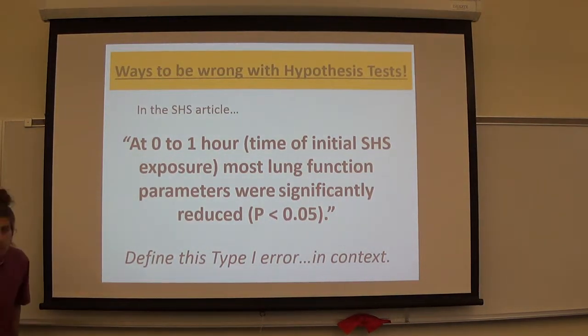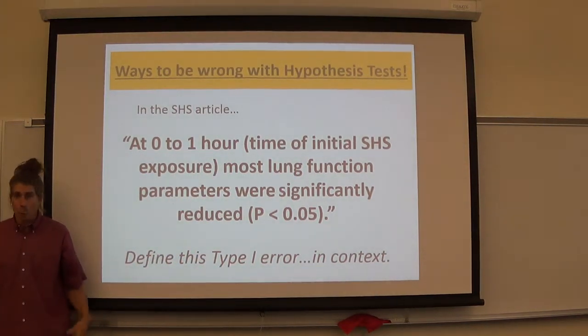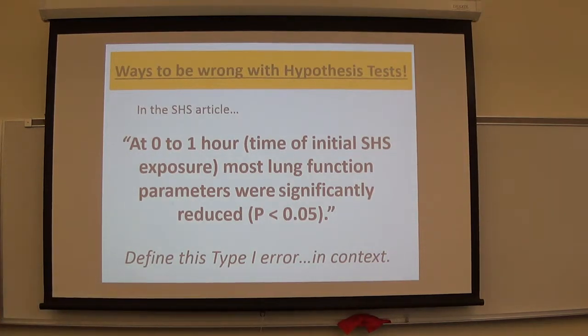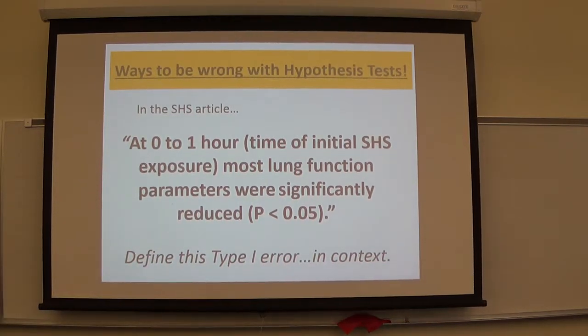So we just said that most lung function parameters were significantly reduced. What if we're wrong? That means we said that most lung function parameters were significantly reduced when they weren't. That's all you have to know. You said something changed when it might not have. That is what a type 1 error is. A false positive. You're falsely positive. You're false because you were wrong. That's the false part. The positive part is because you said something changed when it might not have.